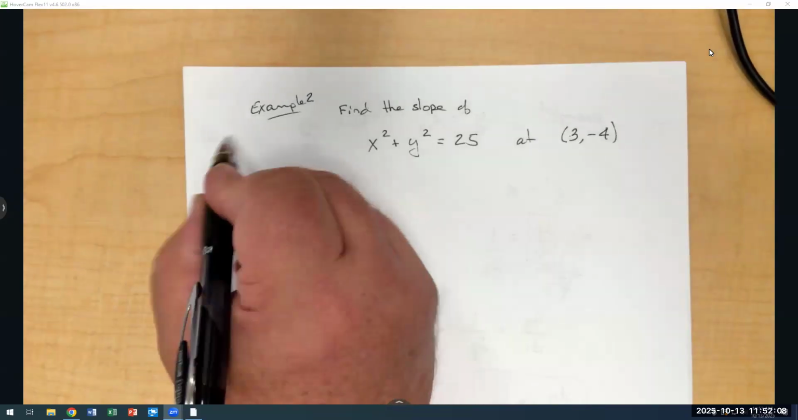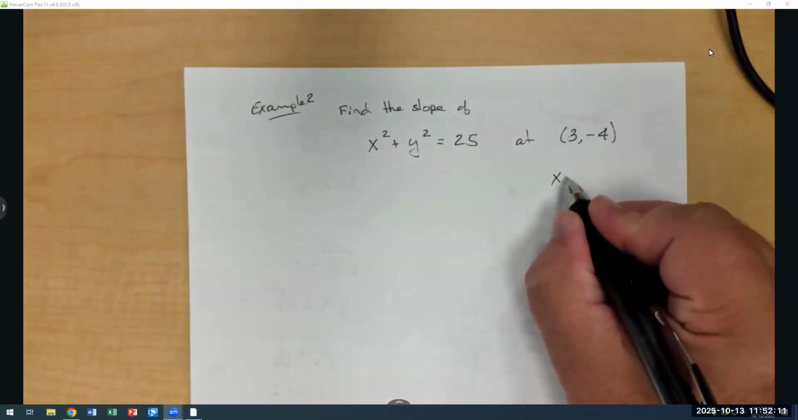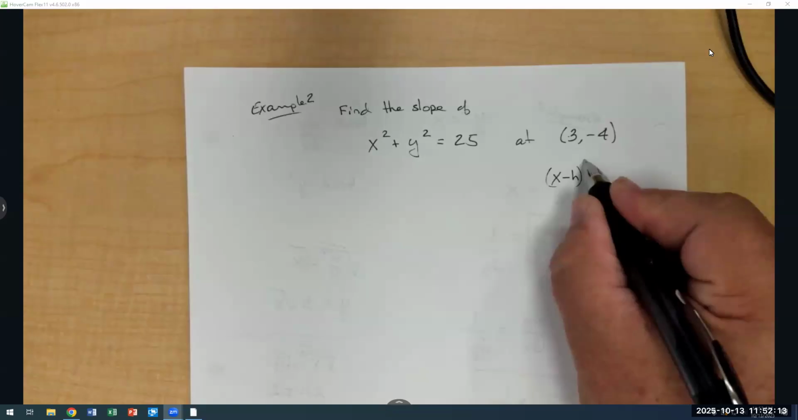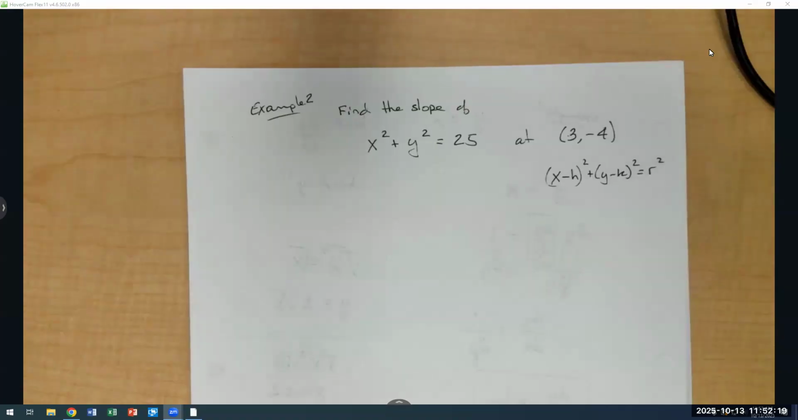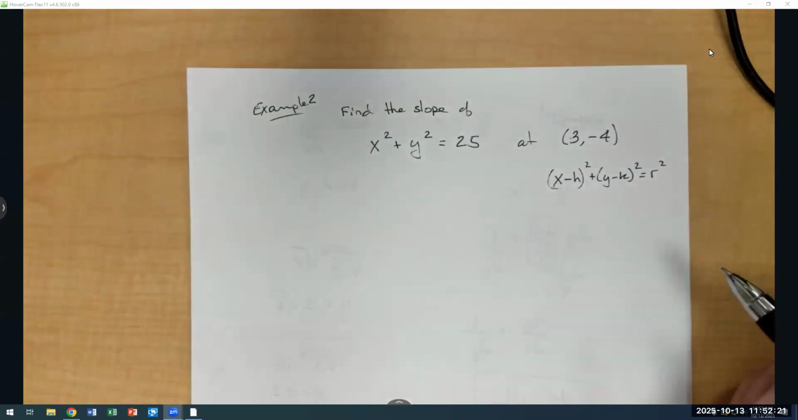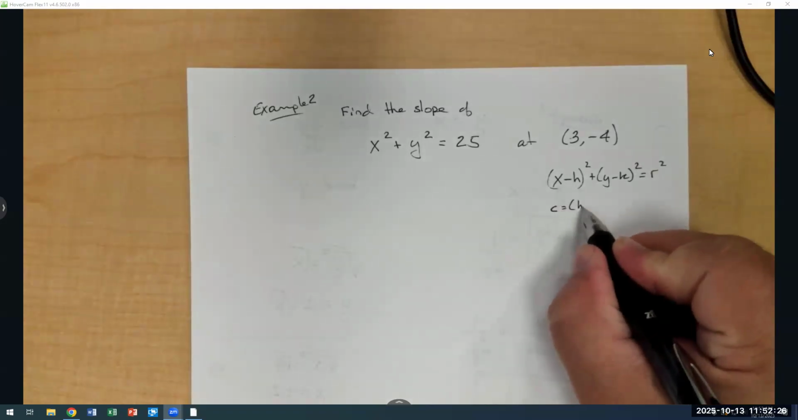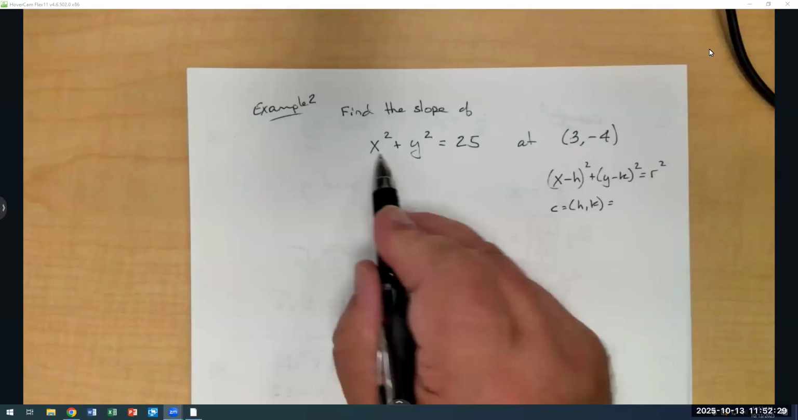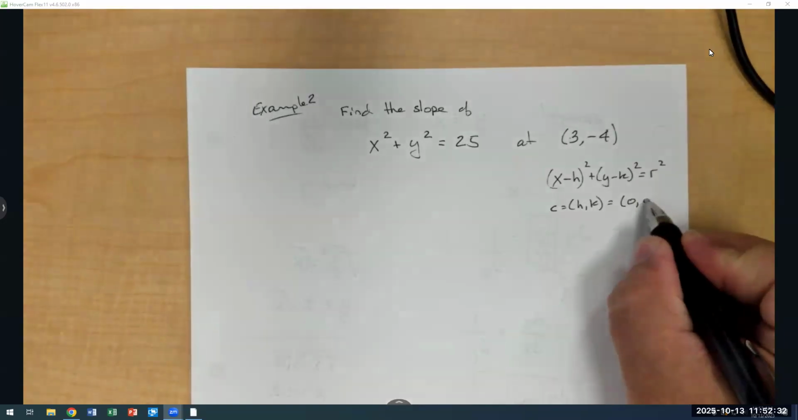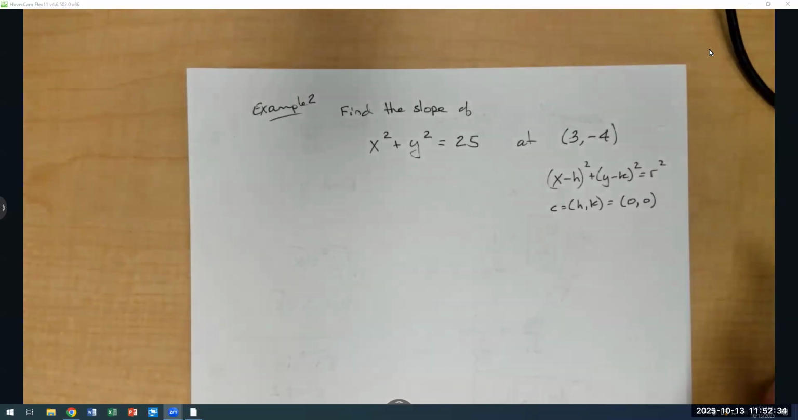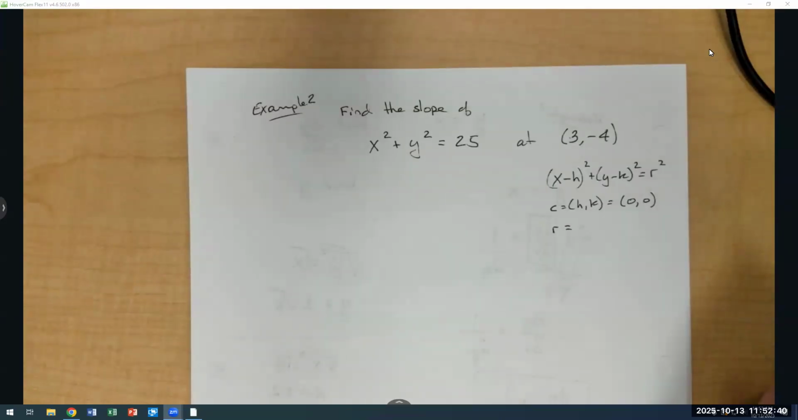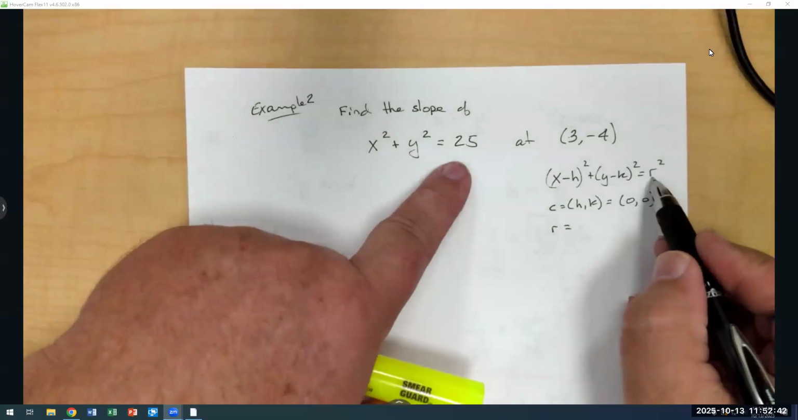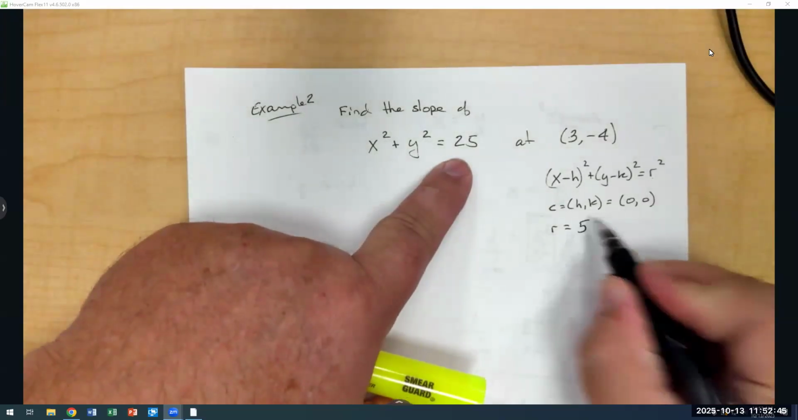We know that the equation of a circle, this is it. The center is at (h, k). Since there's no h and k here, it's centered at the origin. And it has a radius of r squared equals 25. That means r equals 5.